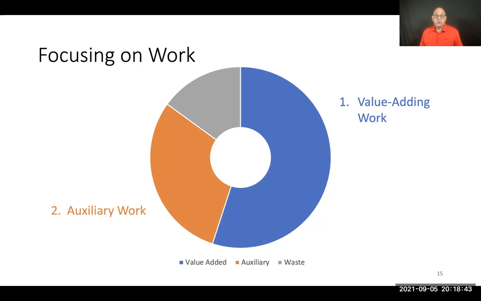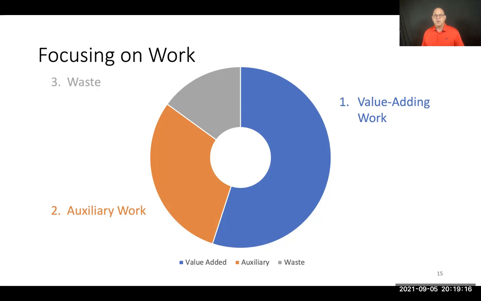Other things are auxiliary work. These are steps in the process that we have to do that don't necessarily contribute to the form, fit, or function, and the customer may not be willing to pay for it. This might be an inspection or something that we just have to do to move something from one place to the next place to get it to the next step in the process. We can't quite get rid of it yet, so it's not value adding, but it's still necessary. And then the third is just waste.